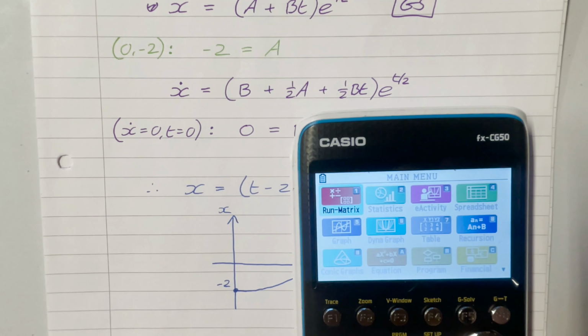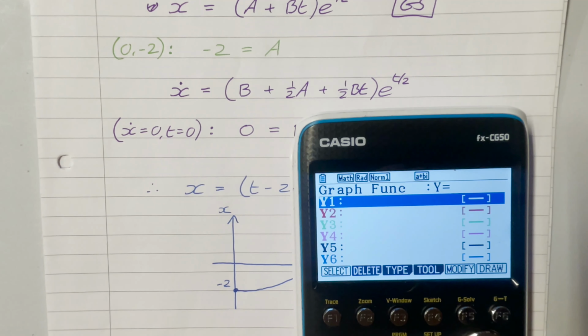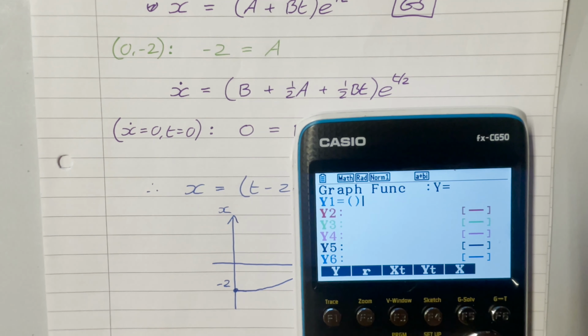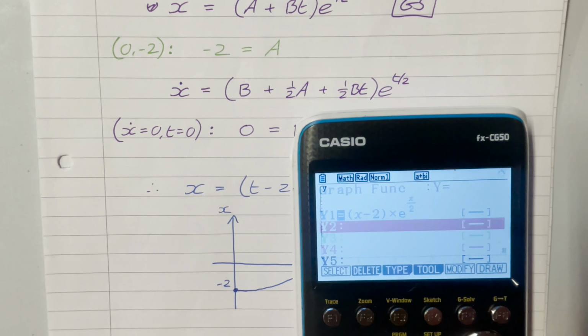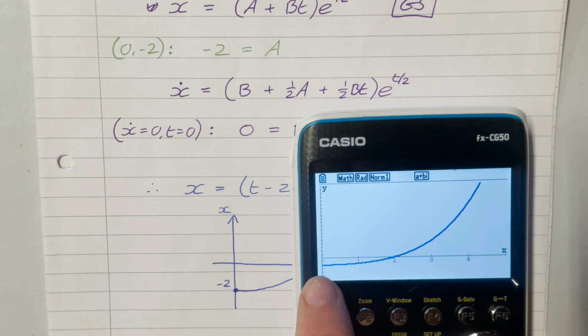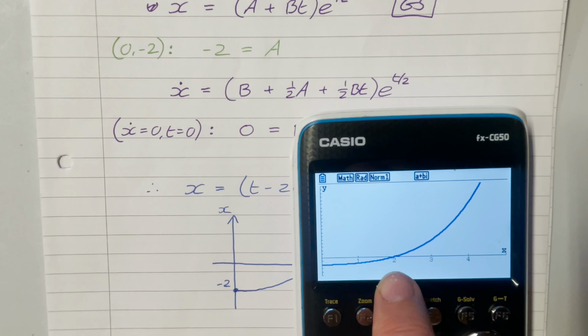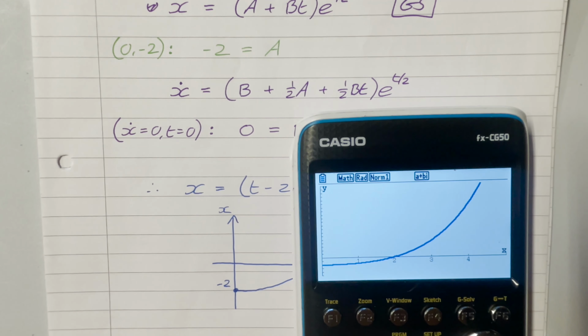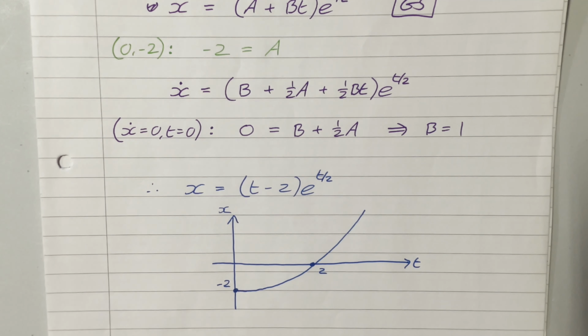So if I go into my graph mode in my GDC and I type the function, just be careful because this is a function of x in here. So I'm going to do x minus 2, and then I'm going to times that by e to the x divided by 2. Let's have a look at what that looks like. There we go. Okay, stationary point here on the y-axis. It cuts through 2 on my x-axis, and it's an exponentially increasing function. Okay, so you can use the GDC if you have one.